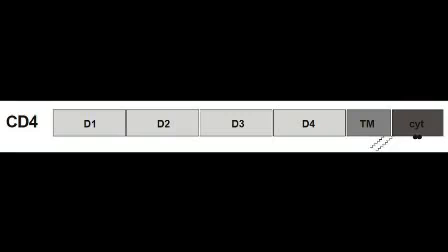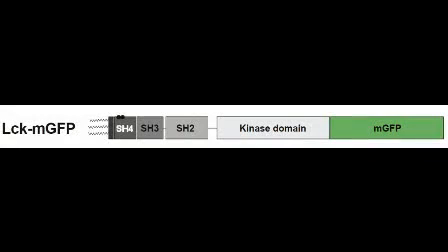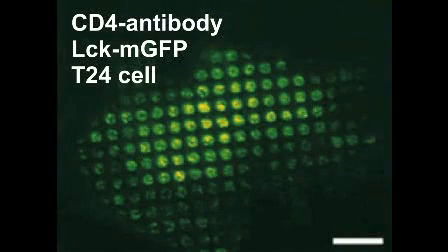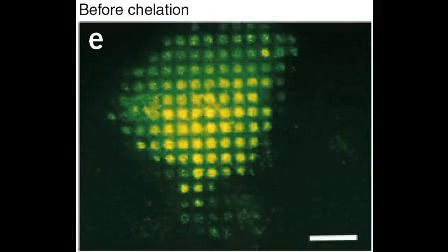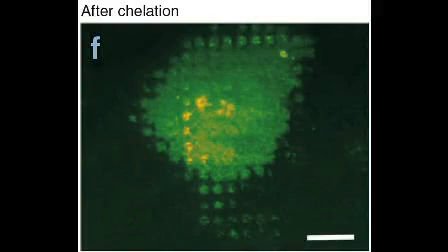We analyzed the well-known interaction of CD4 and LCK, two proteins in early T-cell signaling. As shown here, fluorescent LCK clearly redistributes on CD4 antibody-coded regions. Disruption of the zinc clasp structure, which is a main interaction site of these two proteins, by addition of a zinc chelator, reduced the contrast of the LCK micropatterns.